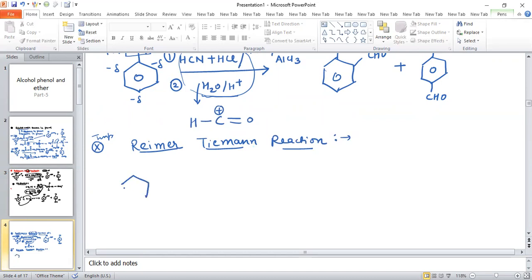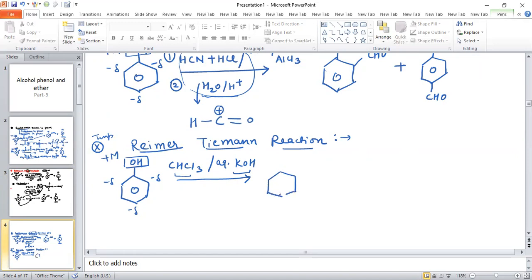If we use phenol, the reaction of phenol in presence of chloroform along with aqueous KOH. Now again, this is basically the plus M group. So this plus M group will increase electron density at the ortho position and at the para position. So now the electrophile generated will attack.